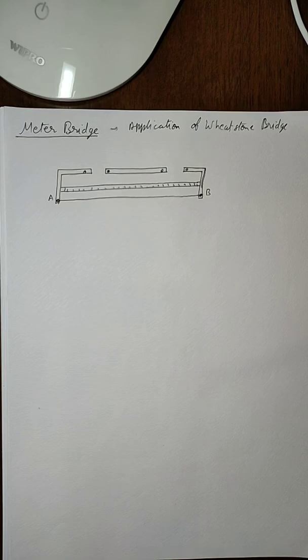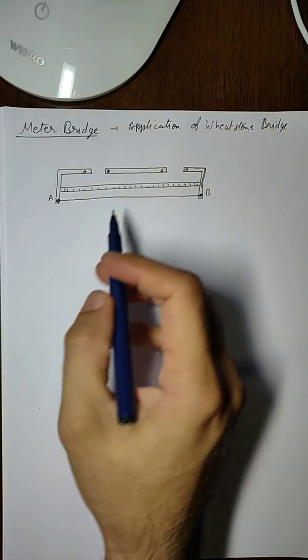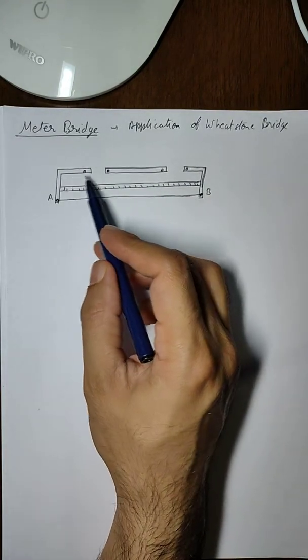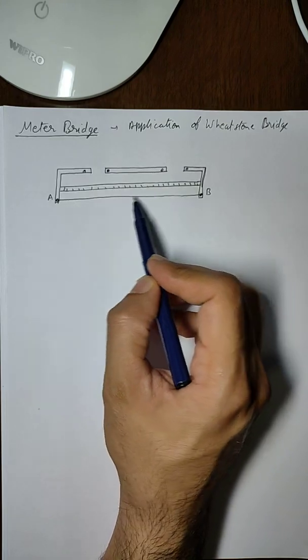that in balancing condition the middle branch of the Wheatstone bridge does not get any current, and if there is a galvanometer in that branch, then it will show zero deflection. So the same principle is applied here. So this is the basic diagram of a meter bridge.